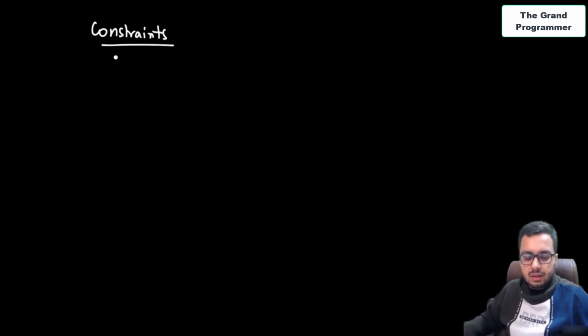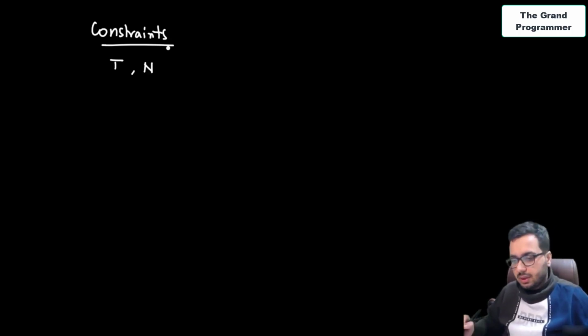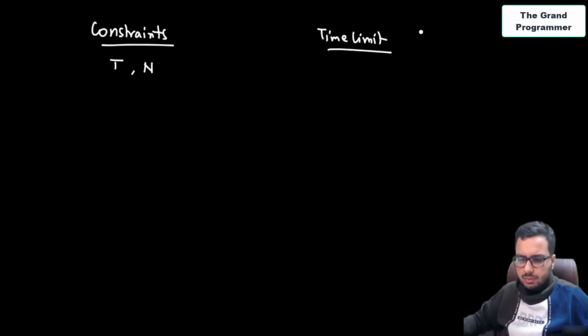Hi everyone, in this lecture we will talk about how you can figure out what complexity will work for a given problem. In an online competition you're generally given constraints, for example the number of test cases, the value of n, or the size of the array. Generally you have constraints in any online problem, and you also have a concept of time limit. For most problems it is 1 second, but for different programming languages it may be 2 to 4 seconds.